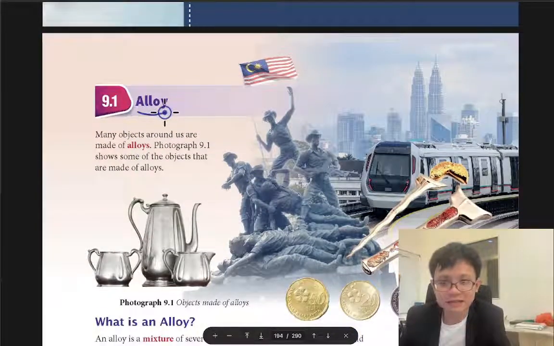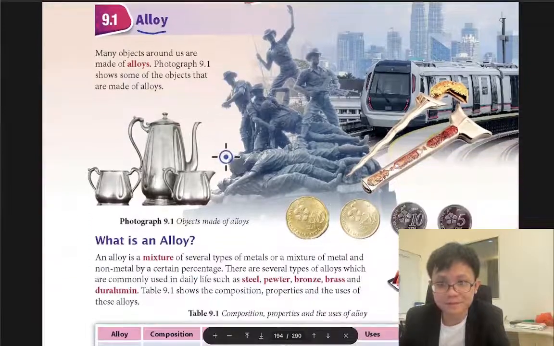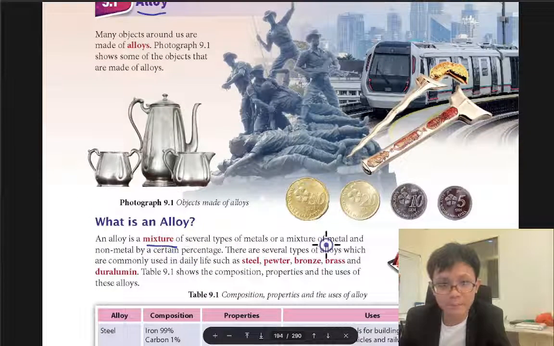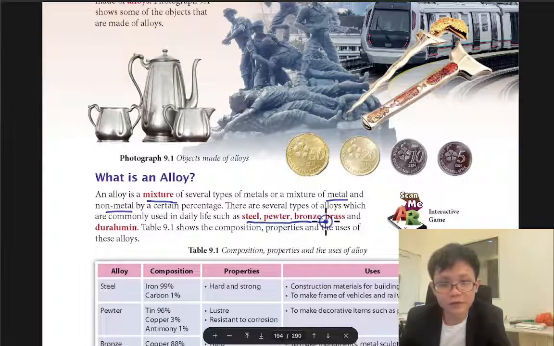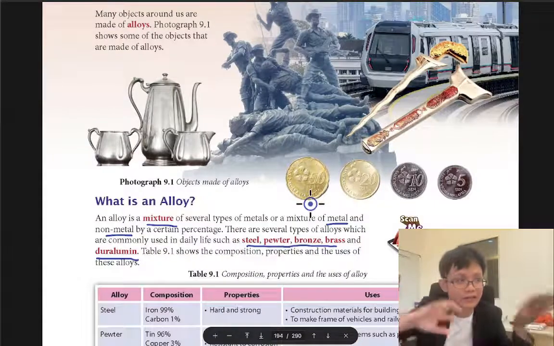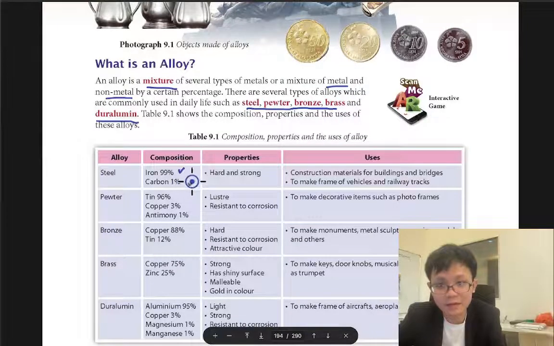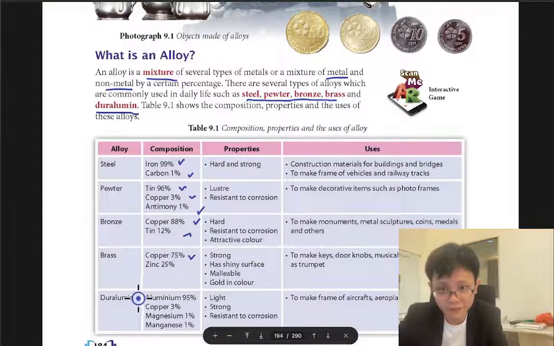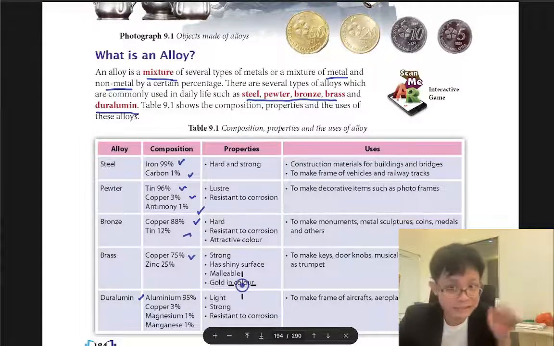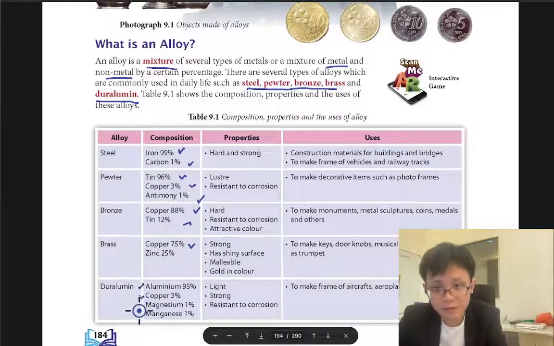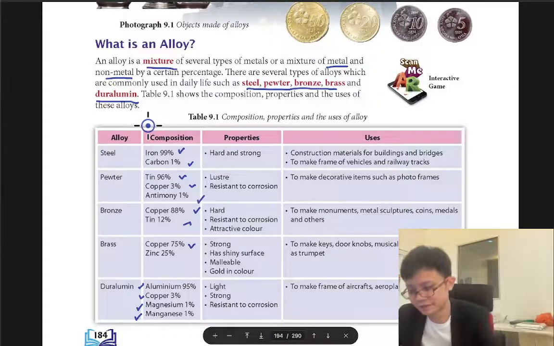Okay. Alloy. In the science term, alloy means a mixture of metal and non-metal. For example, steel, pewter, bronze, brass, and duralumin. It means we want to mix the metals, because we already learned the periodic table: we got aluminium, iron, carbon, tin, copper, antimony, zinc. That's why when we talk about aluminium in science, we are referring to the element. Also copper, magnesium, manganese. These are all the elements that we learn.